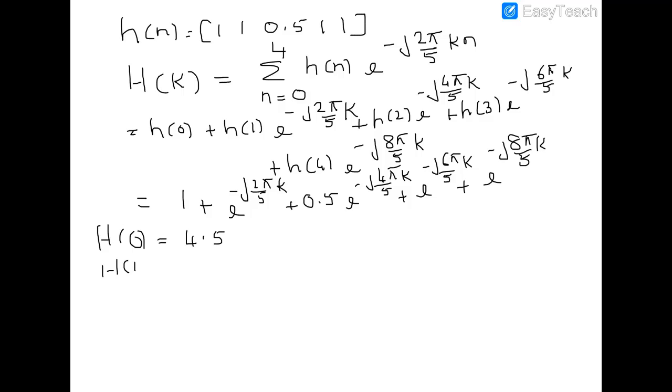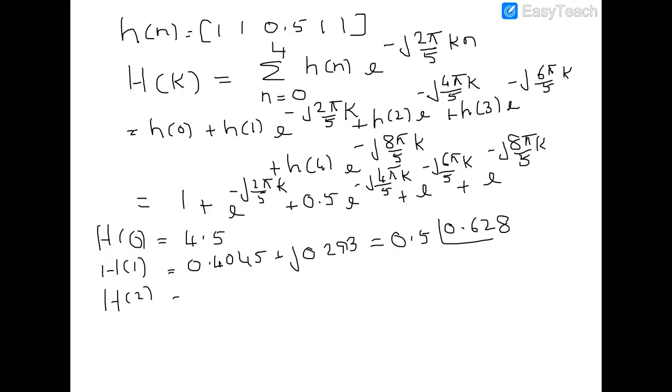H of 1 is 0.4045 plus j times 0.293, that gives us 0.628. H of 2 is given by minus 0.155 minus j 0.4755. That gives us 0.5 at an angle of minus 1.88.